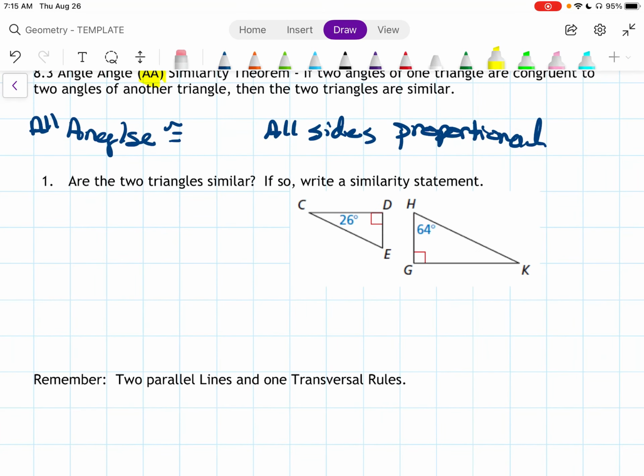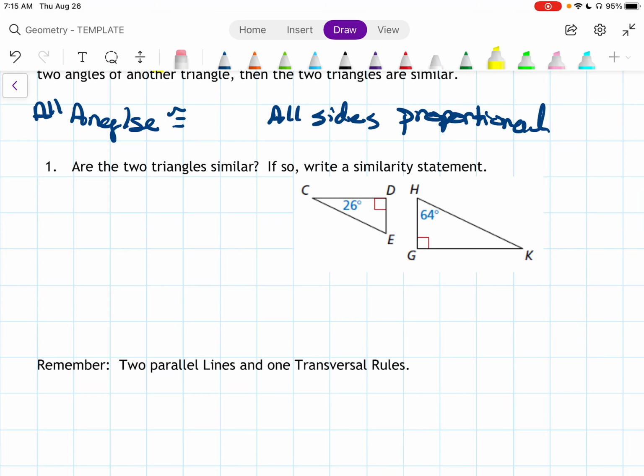Number one, are the two triangles similar? If so, write a similarity statement. So here we've got the left triangle, 26-degree angle, a right angle, and then angle E is unknown. Then we have angle H is 64, a right angle, and then an unknown. What I'm going to do is I'm going to find this K here. So that's going to be 90 minus 64 equals 26. So from here, I can say they are similar by angle, angle, right? Because I have this angle and this angle are congruent, and then obviously the 90-degree angles are congruent.